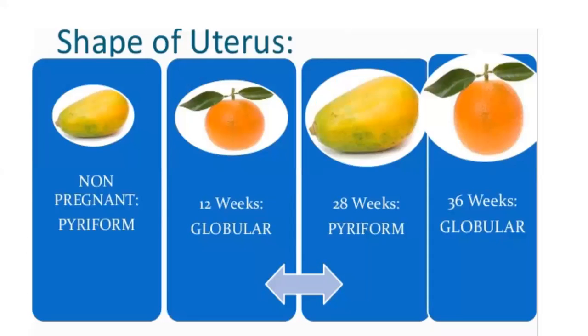So look at the shapes. Non-pregnant, it is piriform. At 12 weeks, it is globular. I have put some fruits to compare a 12 weeks uterus. It looks like this. A 28 weeks uterus takes a piriform shape. Again at 36 weeks and at term, it is spherical or globular.